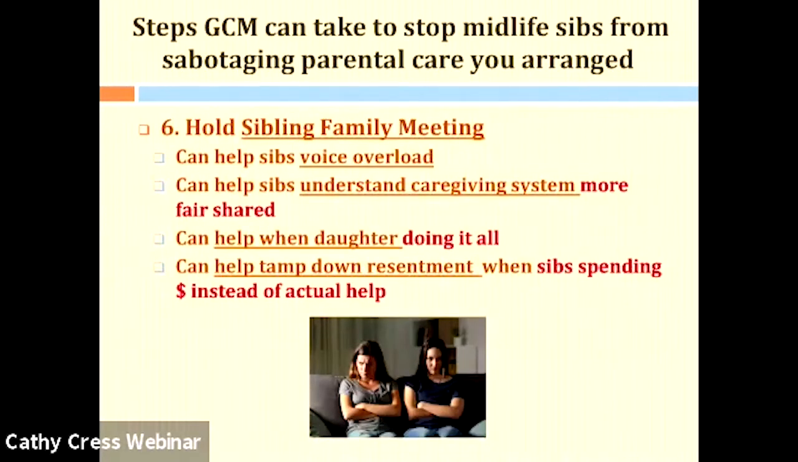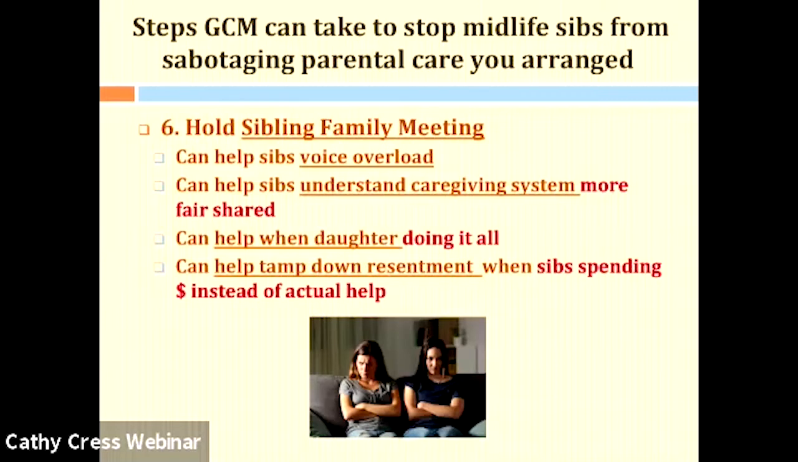We're almost done. You can hold a sibling meeting, and this is just a family meeting. It's a sibling meeting to try to get the siblings to work together as a team. Again, your only reason to be there is to get care. So you can help the siblings with voice overload, and I just talked about that.